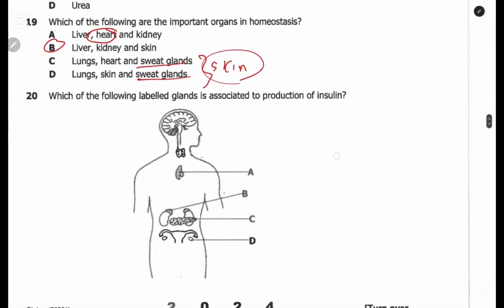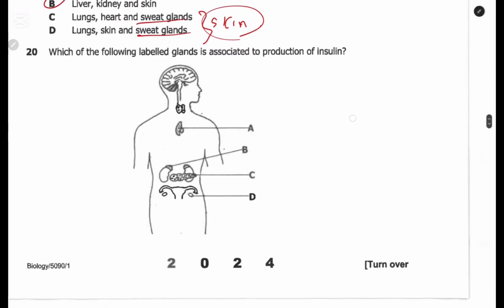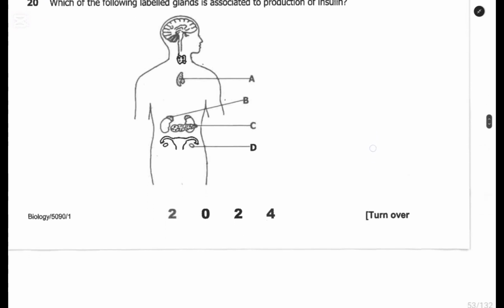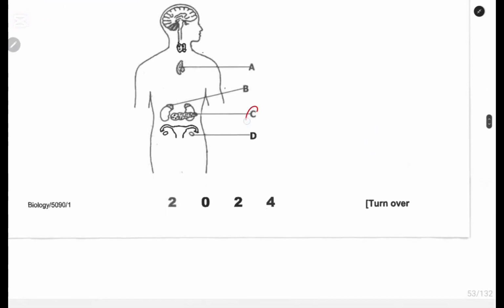Okay, question 20, which of the following labeled glands is associated with the production of insulin? No doubt it is the pancreas, which is C. What gland is this? So you need to know all this part that is on the endocrine system.